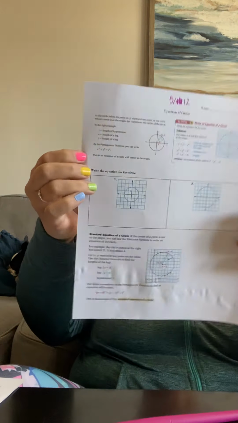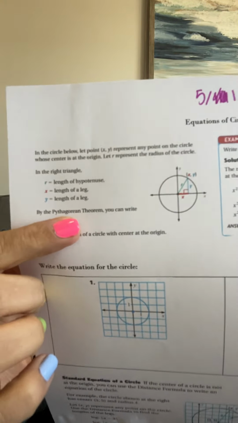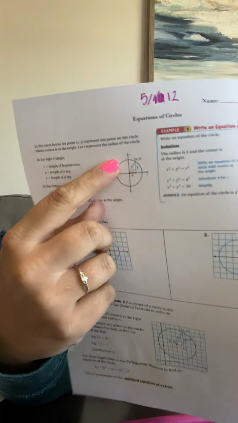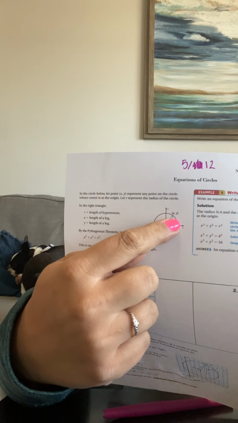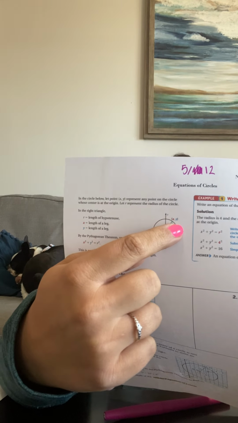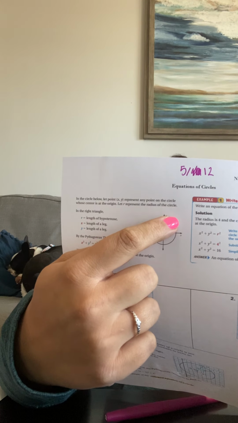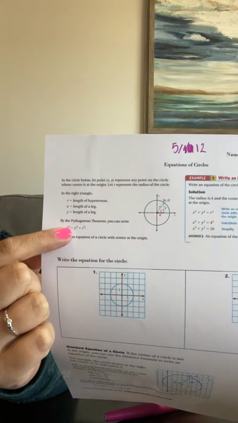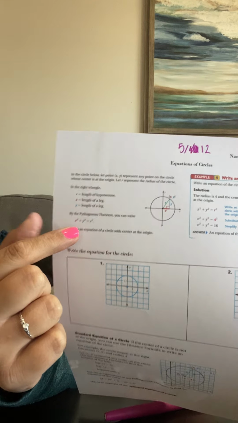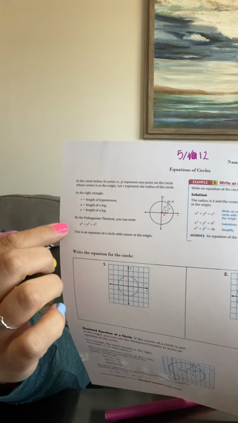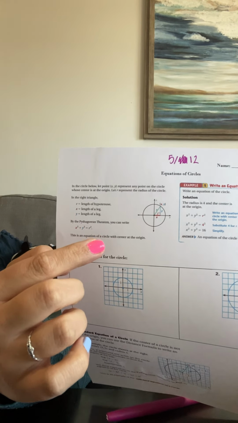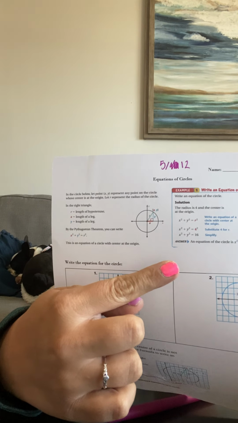So the typical formula for a circle is x squared plus y squared equals r squared. This means that the x value squared plus the y value squared is going to be equal to the radius squared. And this might seem really familiar to you from the Pythagorean theorem, which is basically what it's based off of, which is a squared plus b squared equals c squared, which is where this is coming from, okay?